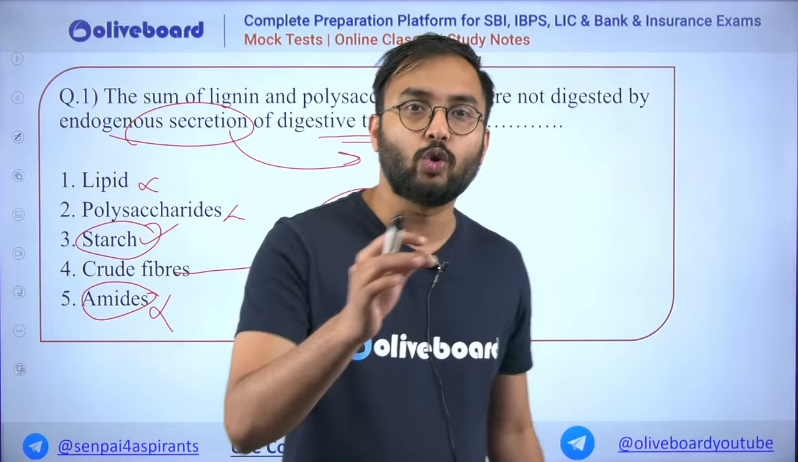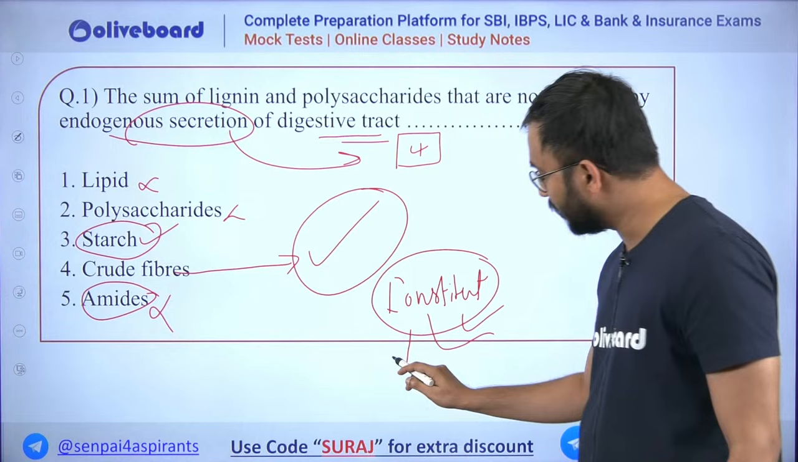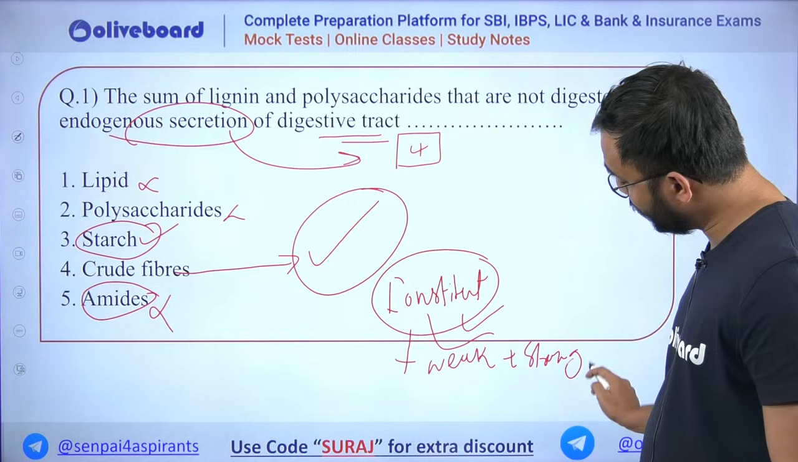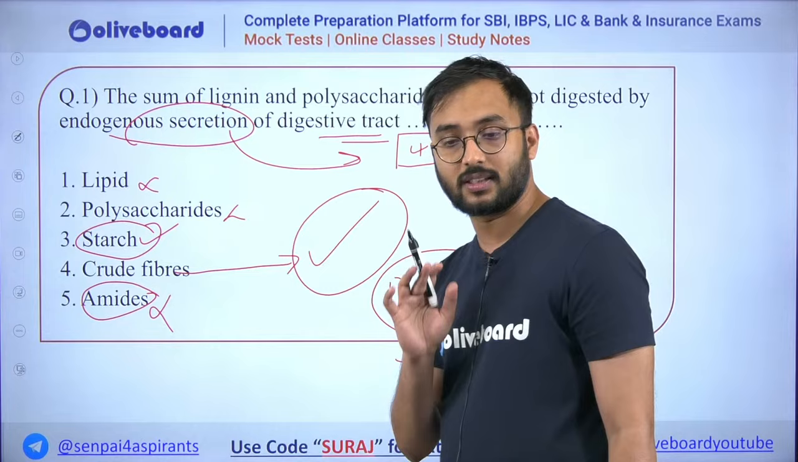Consistency, why? Because in some sections, we are very, very weak. In some sections, we are very, very strong. But a consistent person has patience to work on the weaker sections. And this is why consistency is required, that every day you do the practice, every day you study.